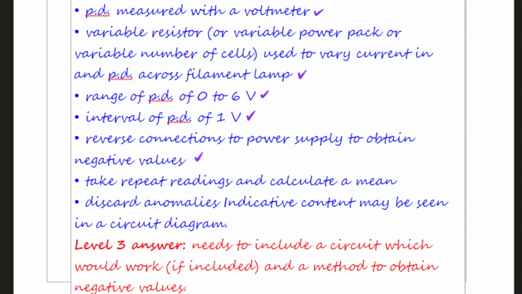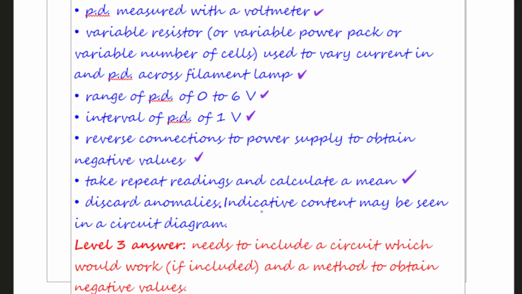And you need to mention that you need to take repeat readings and calculate a mean, and that's important, which I didn't mention at the start. So this is something that you would want to mention separately in the explanation. Discard anomalies and indicate, right? The main reason you are repeating readings is to discard any anomalies, and then you calculate the mean. When you're calculating the mean, you don't include the anomalies.